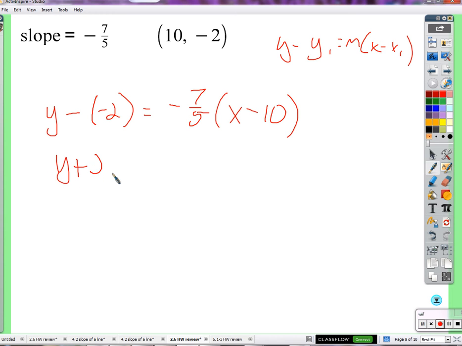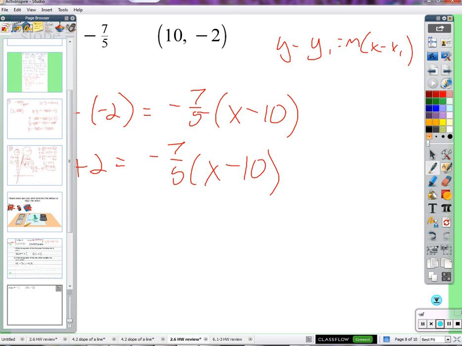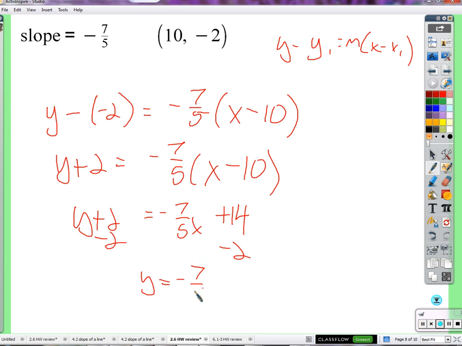On the left side, we have y plus 2 equals negative 7/5 times x minus 10. Distribute, Sarah says. So we distribute the negative 7/5, and we get negative 7/5 x, and negative 7/5 times negative 10. Negative times negative is positive. 5 divides 10, we're left with 2. 2 times 7 is 14. Subtract 2 from both sides, and y equals negative 7/5 x plus 12.